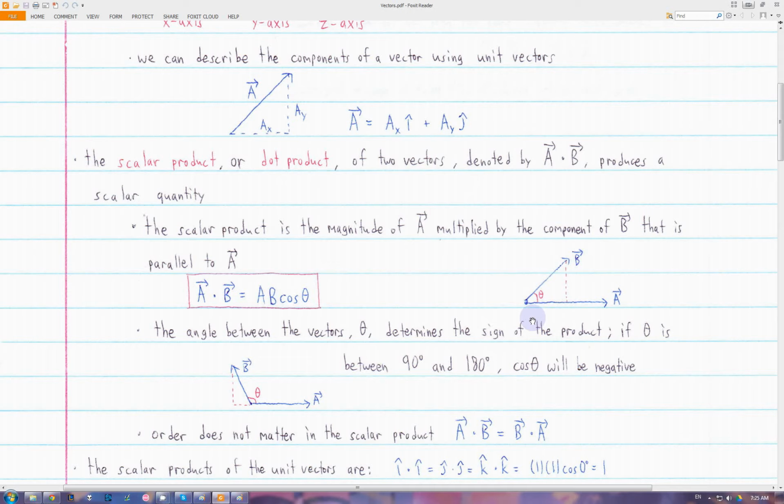So if theta is in between 90 and 180 degrees, like in this picture, then the cosine of that angle will be negative. And so the scalar product will be negative as well.